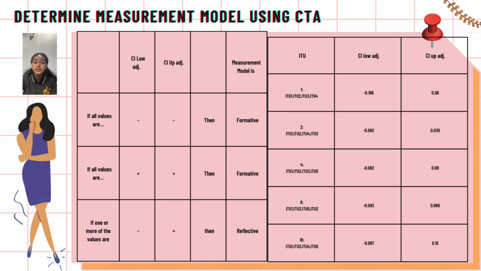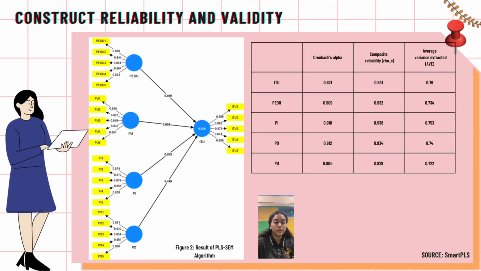In conclusion, this research is reflective because, as we can see for intention to use, the CI low edges show negative, while CI up edges show positive. Next, Figure 2 shows the result of the PLS-SEM algorithm for 180 responders.